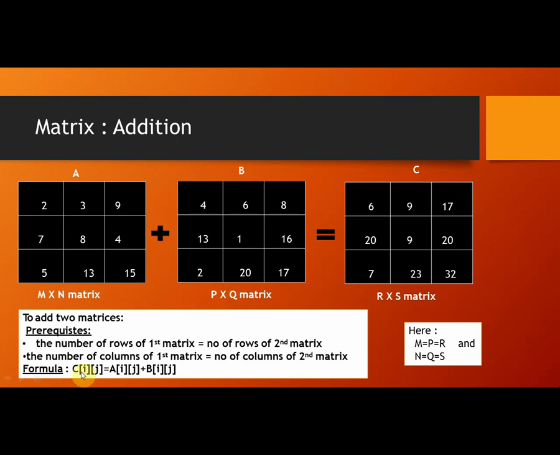The formula I have placed over here on the screen: suppose C is the output matrix where you will store the sum, A is the first matrix and B is the second matrix. This is the formula for how you would do it in a C program. So C of ij equals A of ij plus B of ij, where i and j are nothing but the rows and columns respectively.